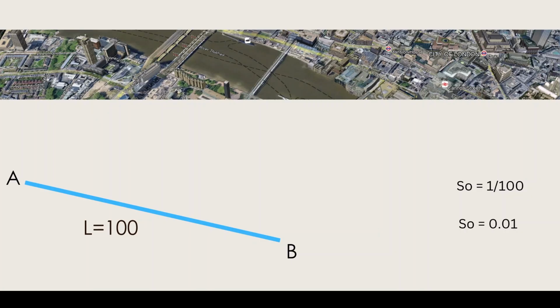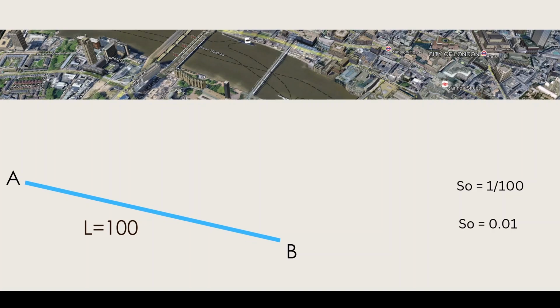So for example, if a pipe drops 1 meter over 100 meters, the slope is the vertical drop, which is 1 meter, divided by the horizontal distance, which is 100 meters. So we get a slope of 0.01.